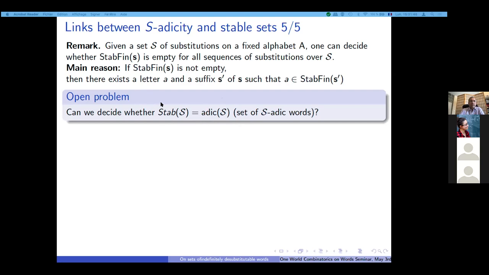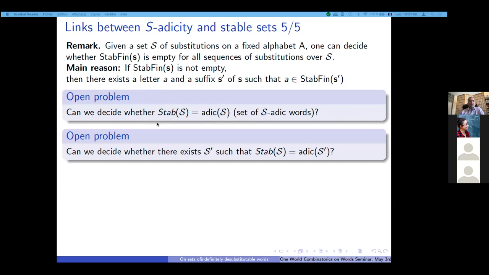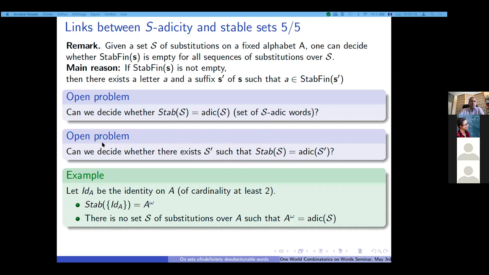Another open problem is, can we decide, given a set of substitutions whose stable set we know, whether there exists a set S prime of substitutions such that the stable set is a set of adic words but with a different set of substitutions? For this question, it may be interesting to note that the problem is not empty, and this can be done using the identity morphism on a set of letters of cardinality at least two.